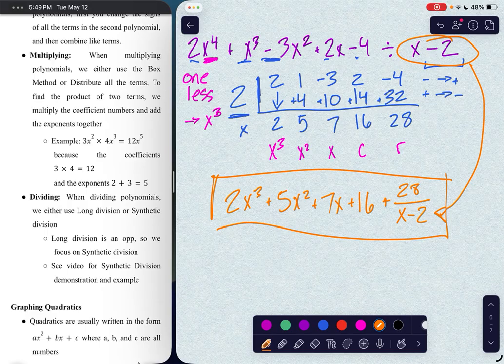So remember, first number comes down, we multiply the outside number by the bottom number, and then add that to the next row, and then repeat. So 1 plus 4 gives us 5, 2 times 5 gives us 10, add to the next row. Negative 3 plus 10, or 10 minus 3, gives us 7, 2 times 7 gives us 14, add to the next row. And remember that the number that goes out here is just the opposite of whatever this number is here. If it says x minus 2, then it's going to be a positive 2. If it says x plus 2, then it's going to be a negative 2. So be careful with that.